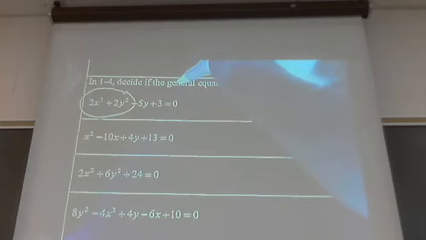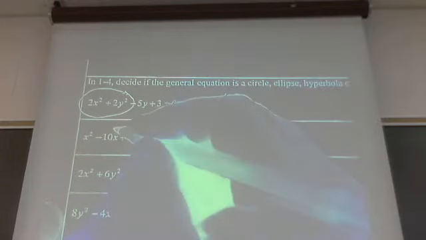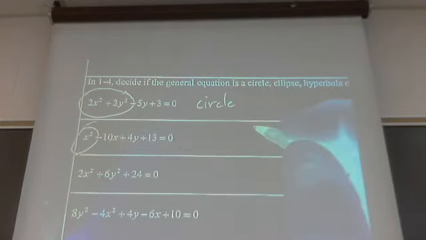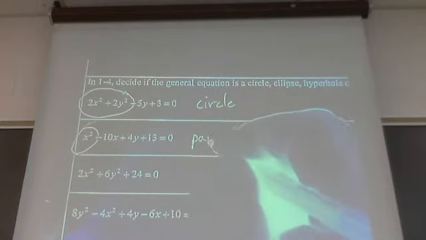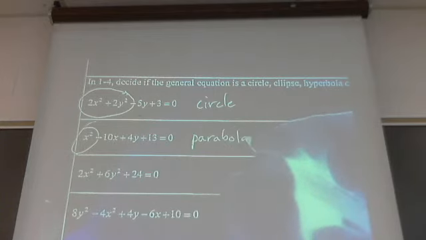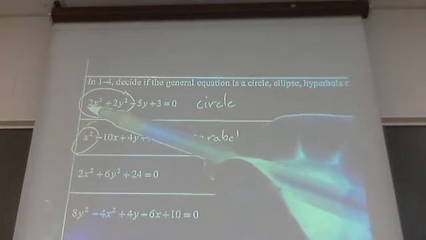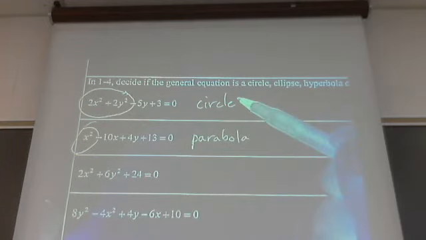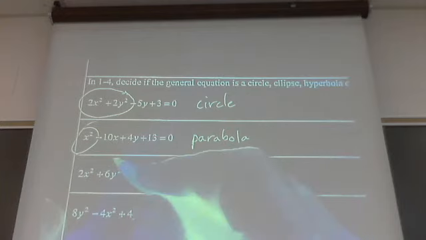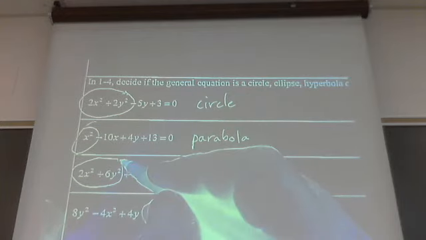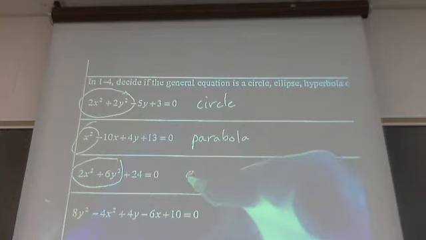Okay, is this a circle? I've got a vote for circle in the back. Circle. Yes, two positive squared terms, both with the same coefficient, so that's a circle. Okay, one squared term means parabola. Two squared terms, both positive, different coefficients: ellipse.